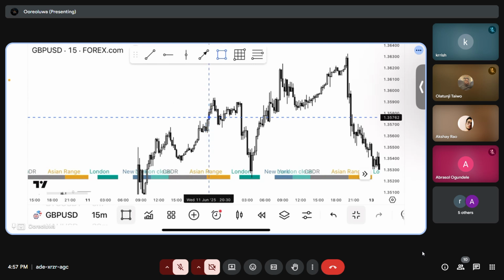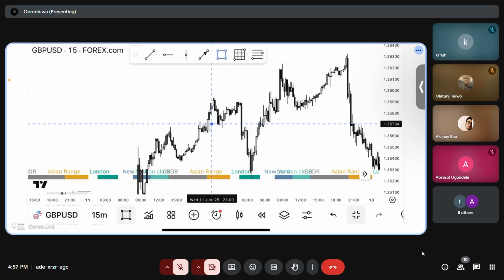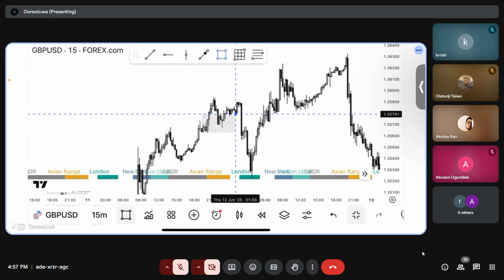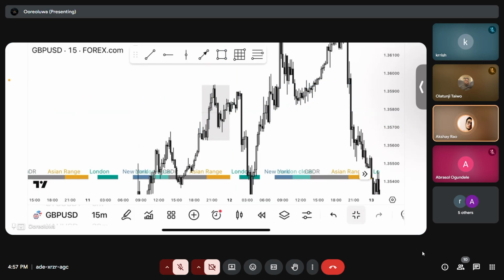Mark it out again. Now you can see I'm not hiding anything from you guys. I'm actually teaching you how to take correct entries. So you can mark it from here also. This was the high of your Asia. Can you share your standard deviation settings?